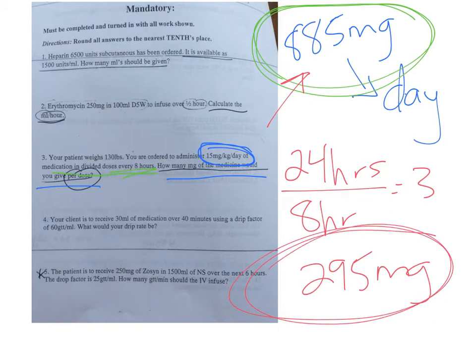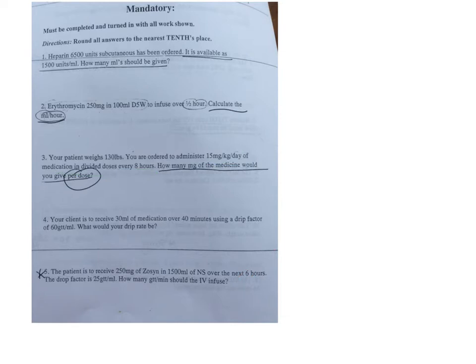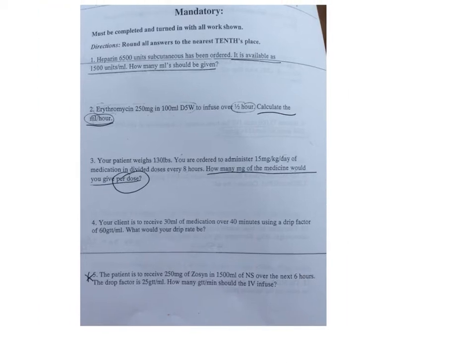Okay, so now let's take a look at, again, I'm not going to walk you through the entire worksheet, but if we take a look at number 4, that's asking us for something completely different. Again, we have to know our IV formulas. 4 and 5 are kind of asking us the same thing. They're asking us for these drop rates, or I'm sorry, drip rates. So drops per minute and drip rate is the same thing.